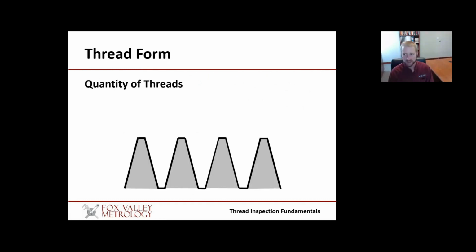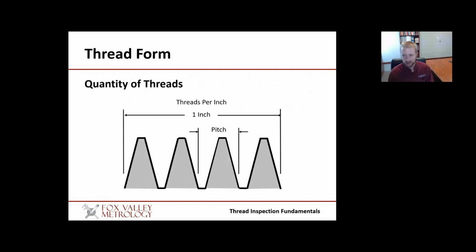The last specification that has yet to be addressed is the quantity of threads in a given distance within the thread design. In the imperial system, we use threads per inch, which simply counts how many threads exist within an inch on the given thread design. And then there's also the pitch, which, as described earlier, is the distance between corresponding points on any adjacent threads. This is what the metric system uses.